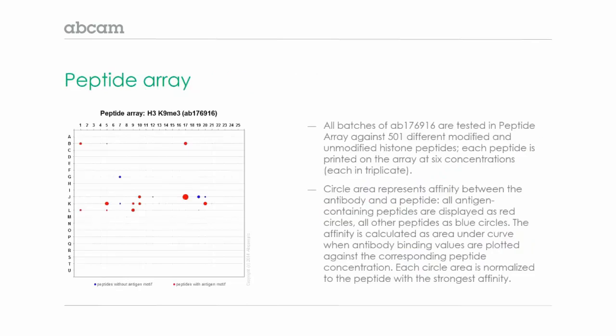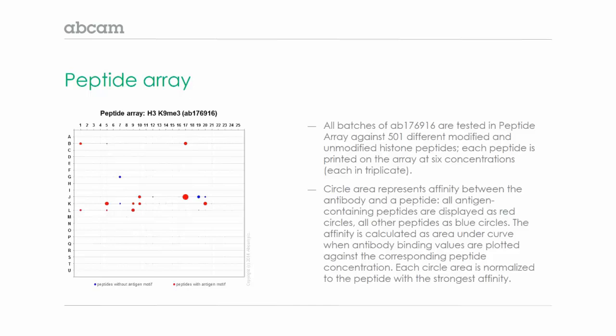We're developing new, highly specific rabbit monoclonal antibodies that are all specificity tested by a new peptide array whose data is available on every datasheet. This peptide array contains 501 different modified and unmodified peptides, and each peptide is printed on the array at 6 concentrations. The circles represent the affinity between the antibody and a peptide.